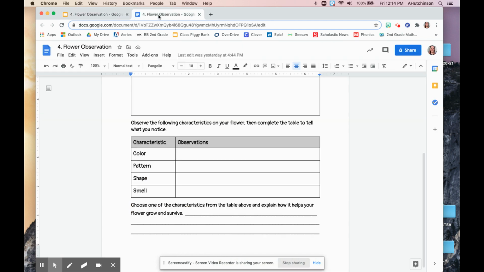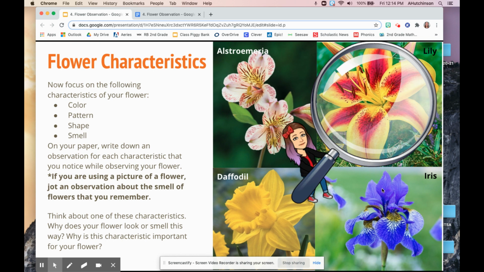On your worksheet or on your paper, jot down your thought right down here at the bottom. Why one of these characteristics, how it helps your flower grow and survive. Pause the video and write down a nice sentence, and when you're ready, hit play.